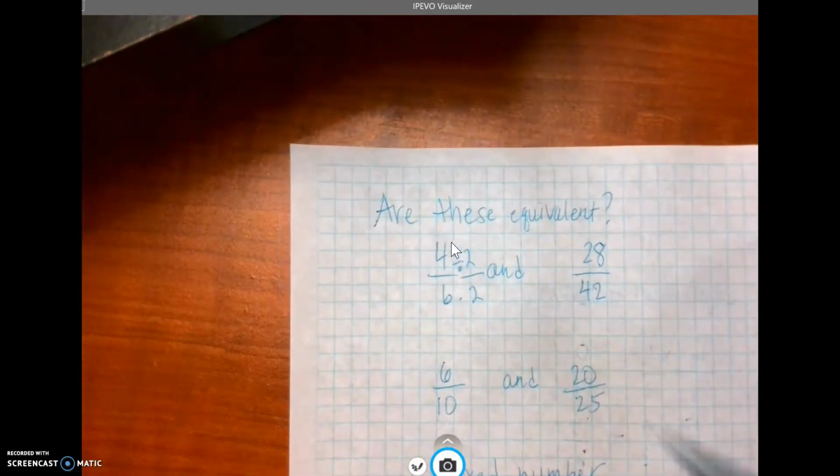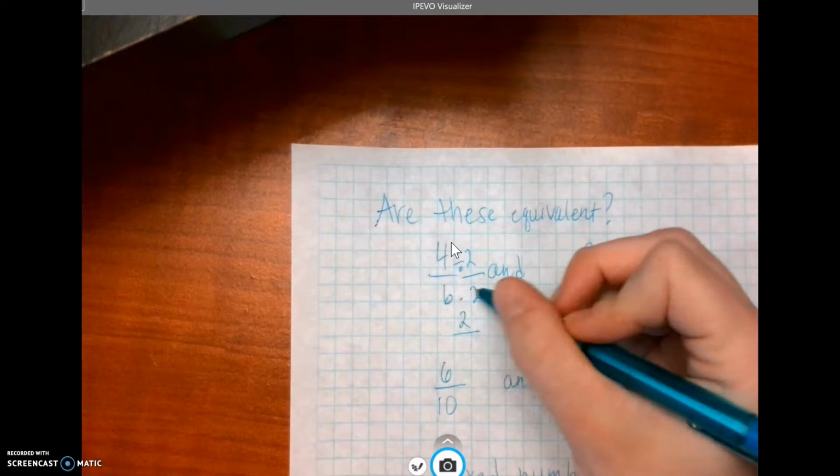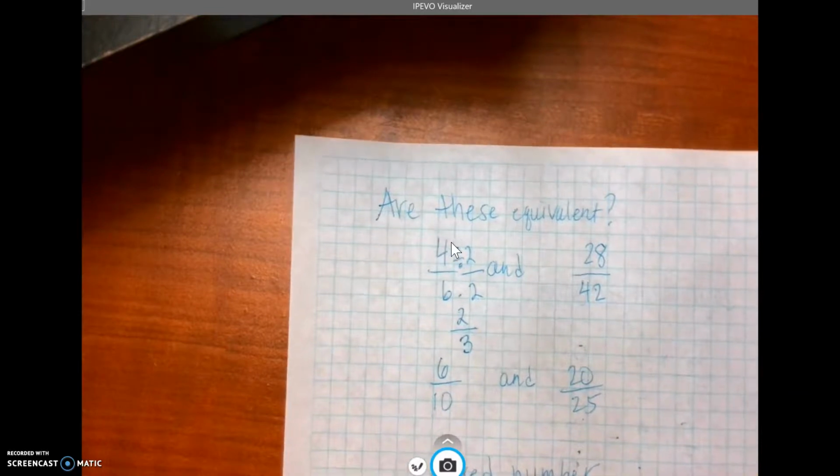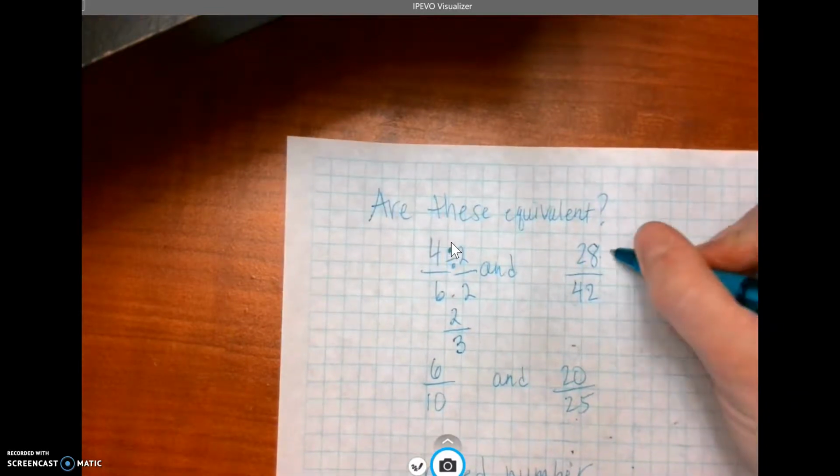Okay, so 4 divided by 2 is 2, and 6 divided by 2 is 3. 2 and 3 can only be divided by 1, so that's reduced. Now I'm going to divide 28 and 42 to reduce it.